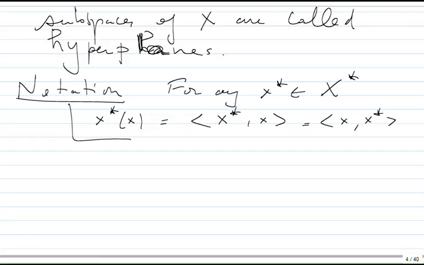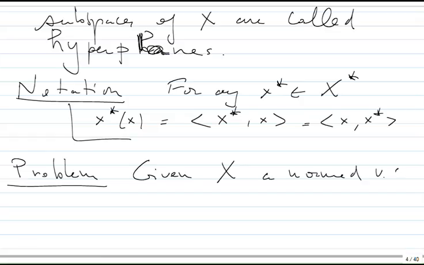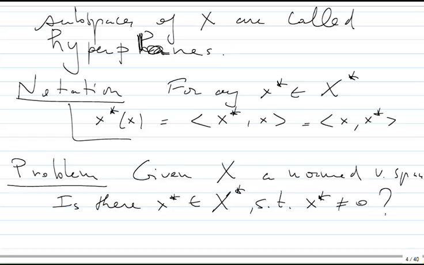Next, we have a beautiful problem. Given X a normed vector space, is there something in the dual, in X star, which is not equal to 0? So is there an element x star in X star such that x star is not equal to 0?